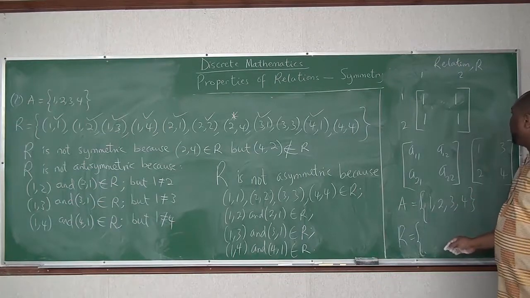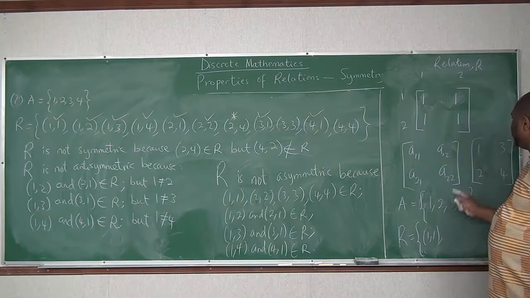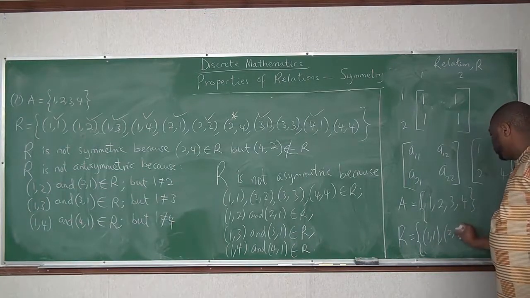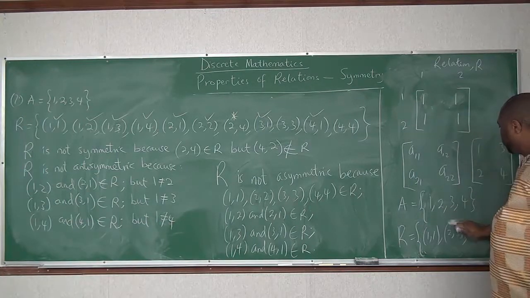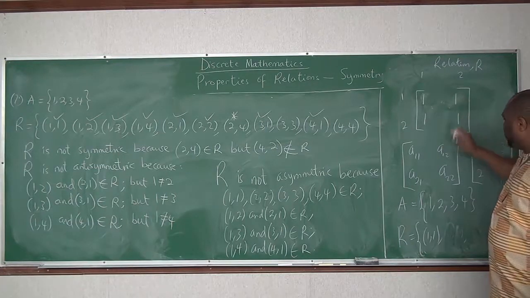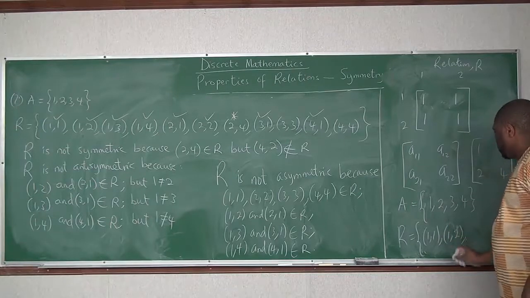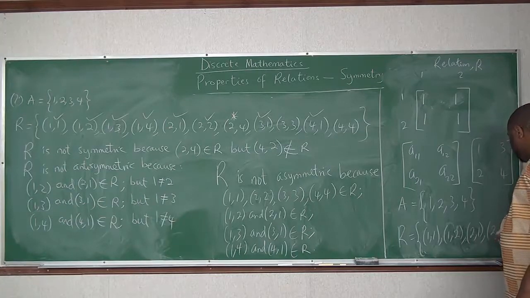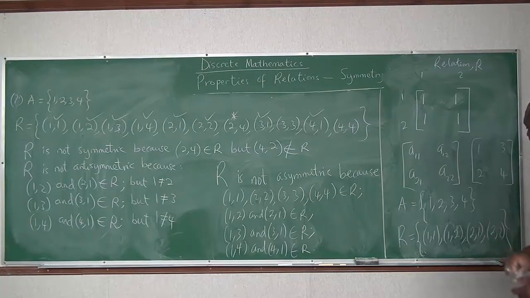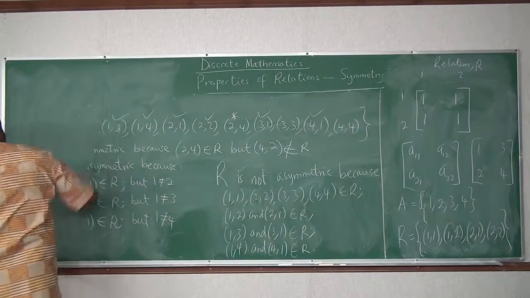So this will be that you have 1, 1, you have 1, 2, you have 2, 1, and you have 2, 2. Look at this for a moment. That is a relation. See what I'm saying? Let me write what I mean here.